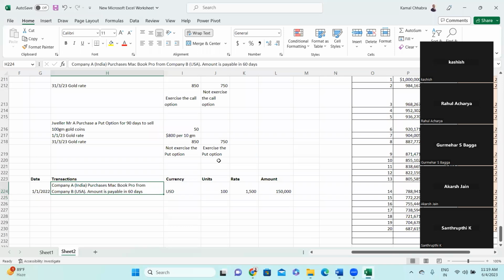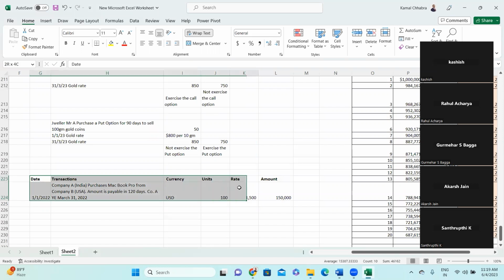Okay, so let's assume this is payable in 120 days, and company A's year end is March 31st, 2022. Is that fact pattern appropriate? Are you comfortable? Have you understood the facts?